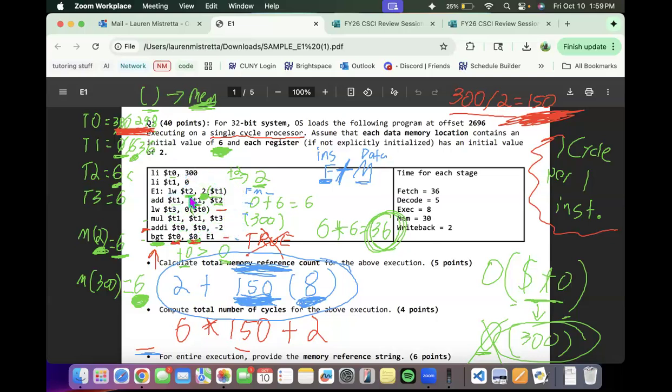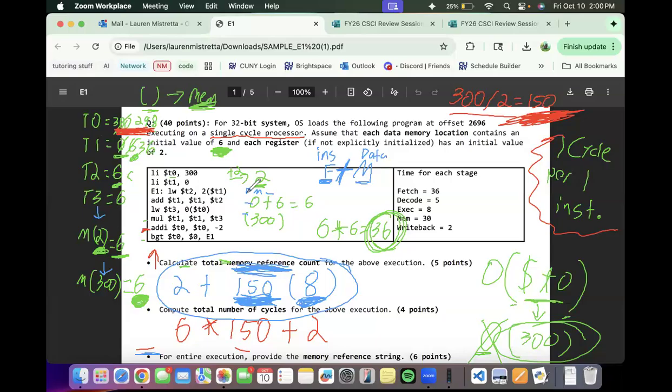So for the memory reference string, all this is saying is the addresses that I am going into memory for. So when we had over here, we went into memory to get memory address 2, and then we also went into memory to get 300. So when we say the memory reference string, I'm literally just saying, give me all of the addresses that I go into in my memory.